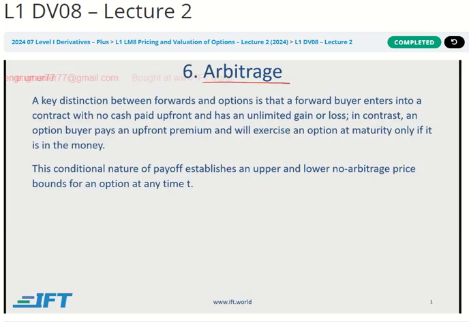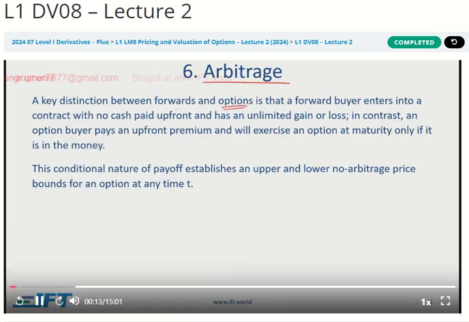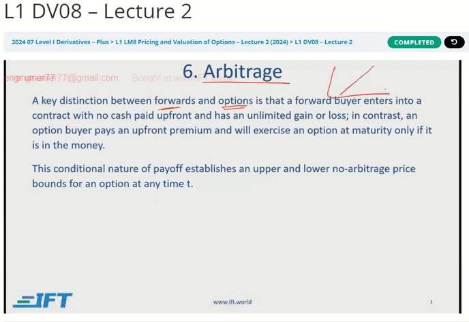Now, options are different from forwards in the sense that forwards have a linear profit and loss: if the stock price goes up or the asset goes up, then there is profit. If it comes down, there is loss. But for options, even though the profit is there, the loss is limited. There is a non-linear payoff.